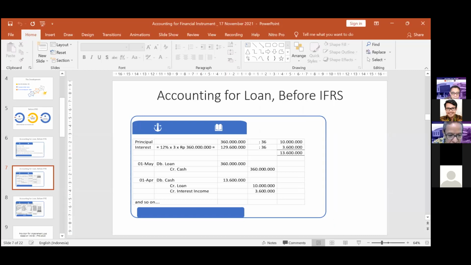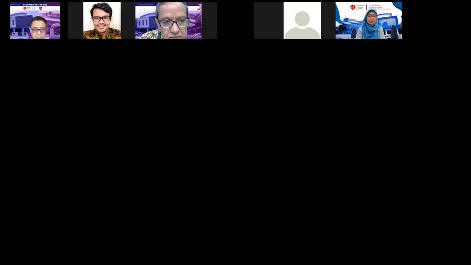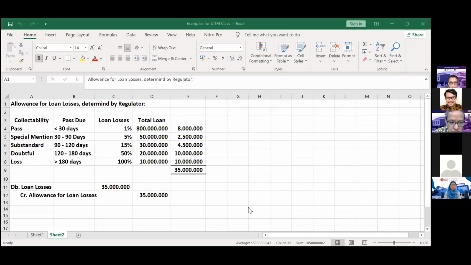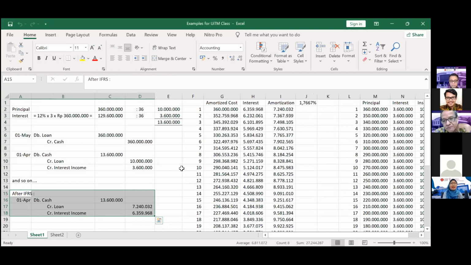The effective interest rate is like this. We have to calculate the IRR, the internal rate of return. Sorry Bu Bibi, can you see it? Yes Pak, the Excel is visible. Thank you.